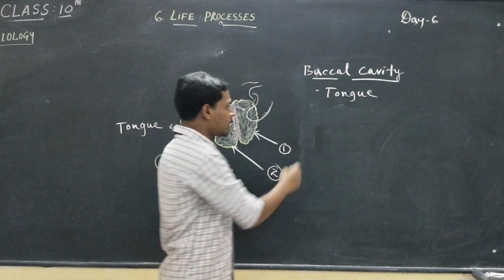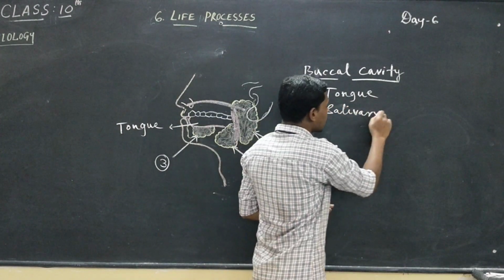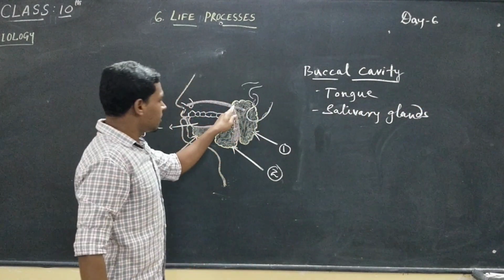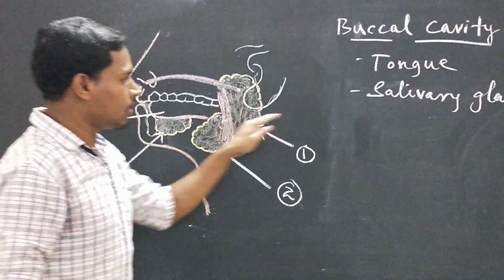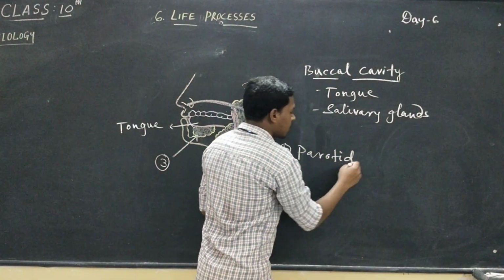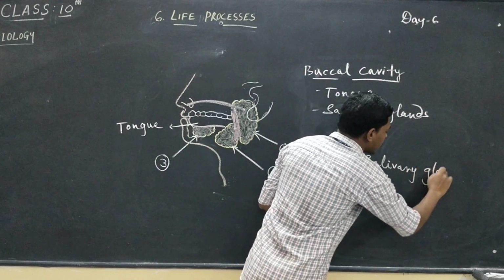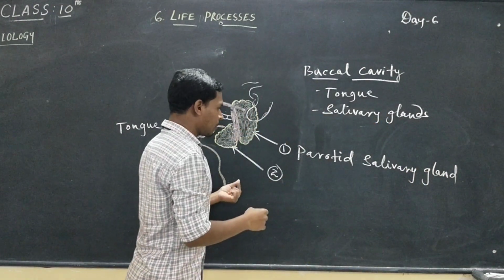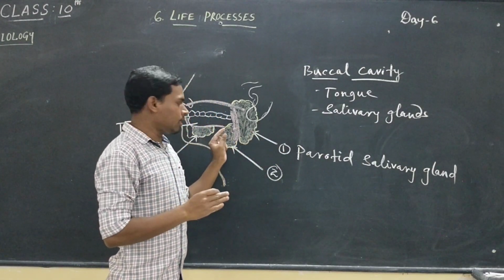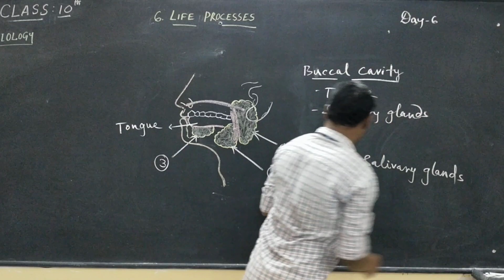Next, we are going to discuss the salivary glands. Here you can see the largest gland. The largest salivary gland is the parotid salivary gland, or parotid gland. One parotid gland is present on each side of the face. That's why there are two. So, parotid salivary glands.